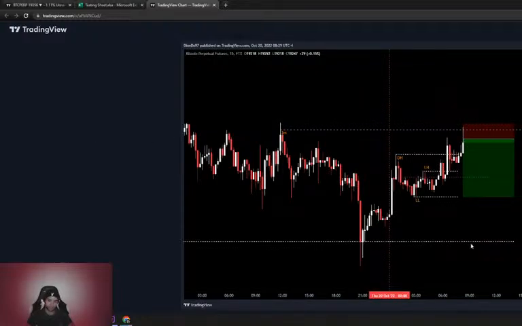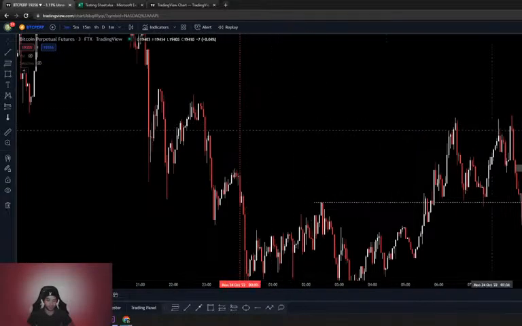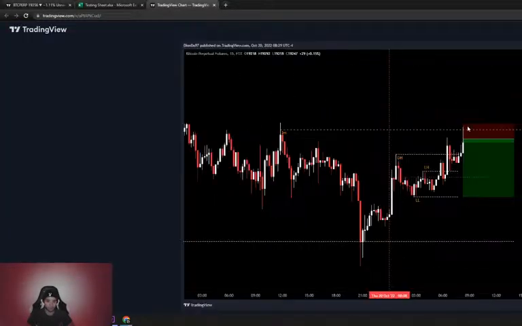So this is where I was. This is a very similar setup to what we have right now, of course on a different time frame, but yeah. I was fixated on the lows here. Let's go into how the trade played out after.